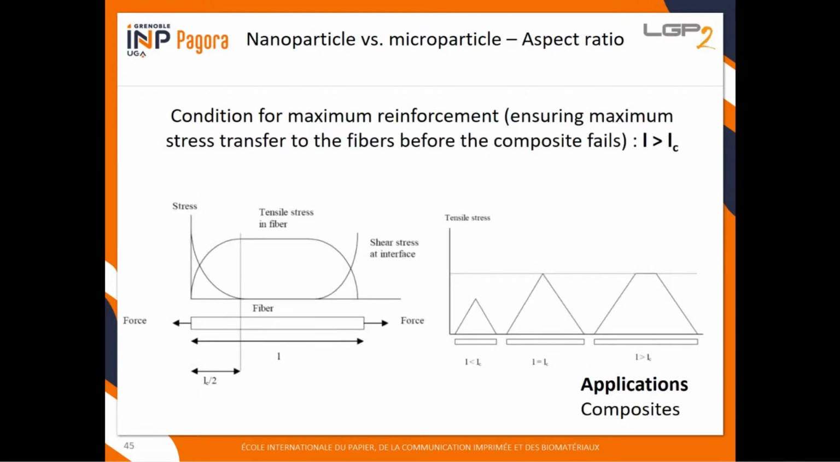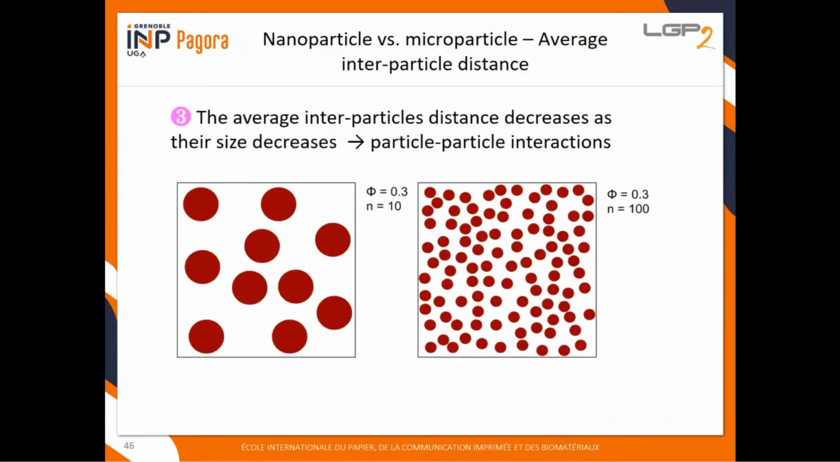This is important for composite applications because in composite science, it's necessary to have fibers with a high aspect ratio. This is just because it optimizes the tensile stress in the fiber, meaning that we can fully profit of the strength of the fibers. Also, the average distance between the particles decreases as their size decreases. So it means that we can expect some interactions between the nanoparticles.